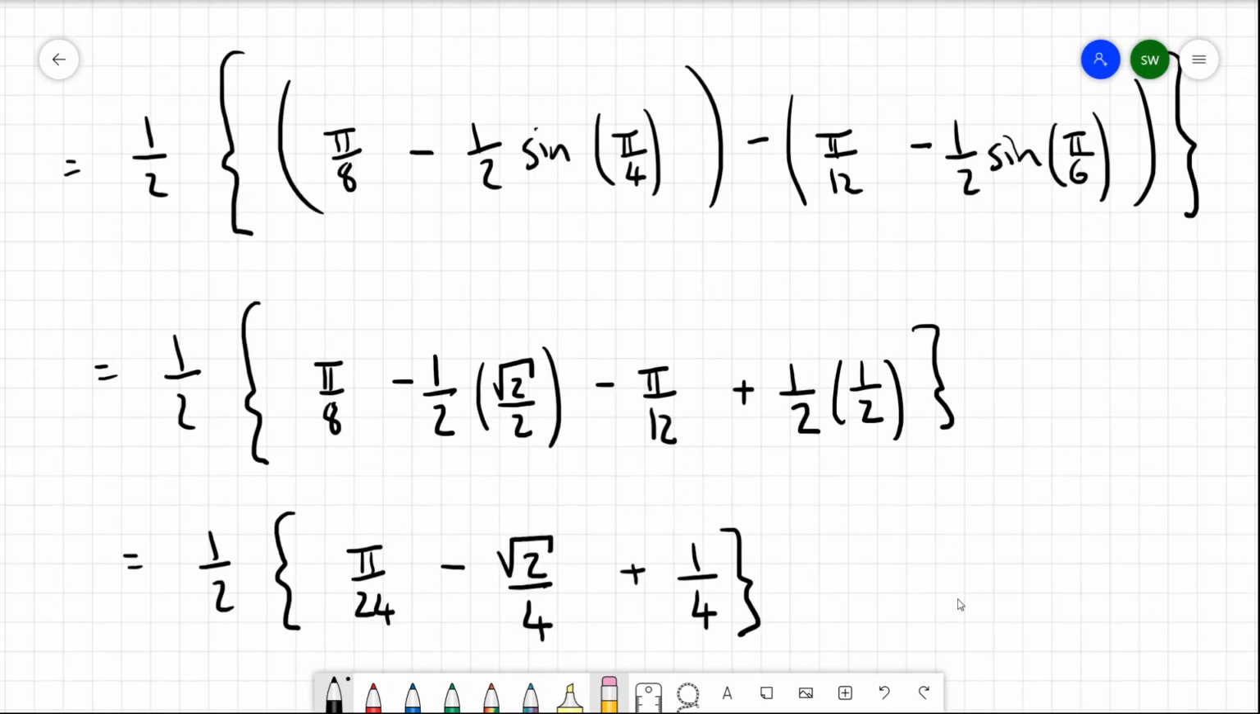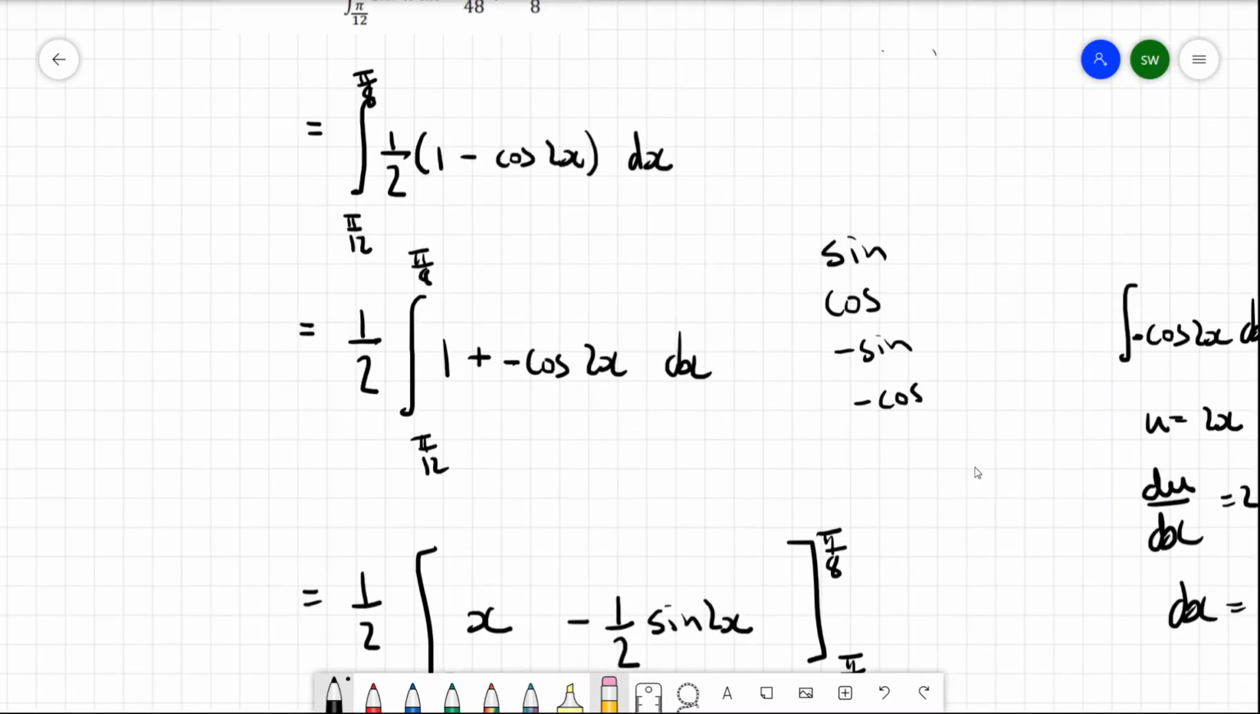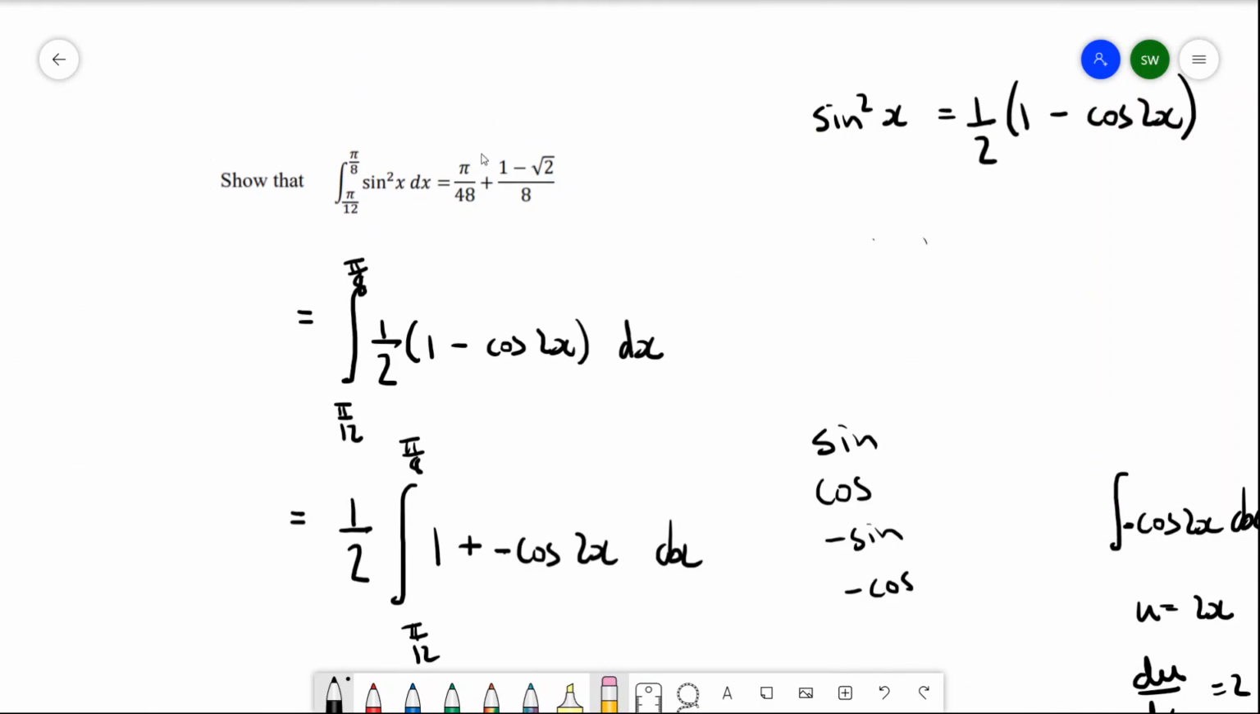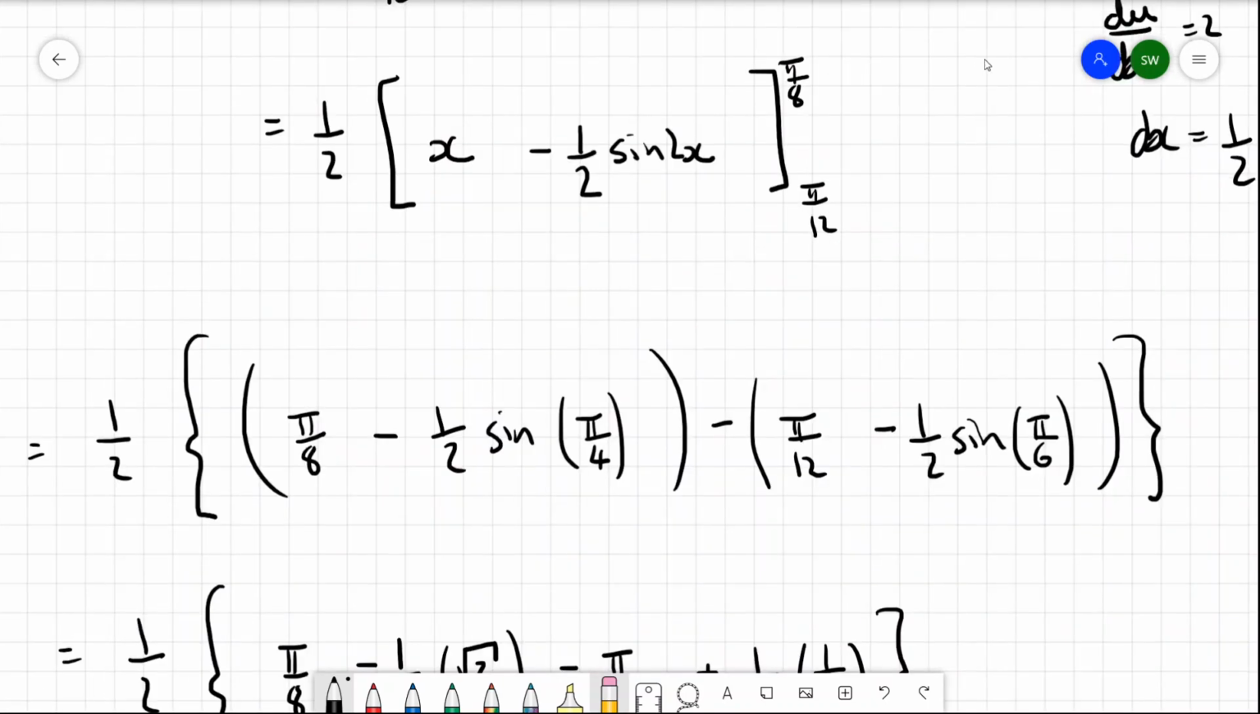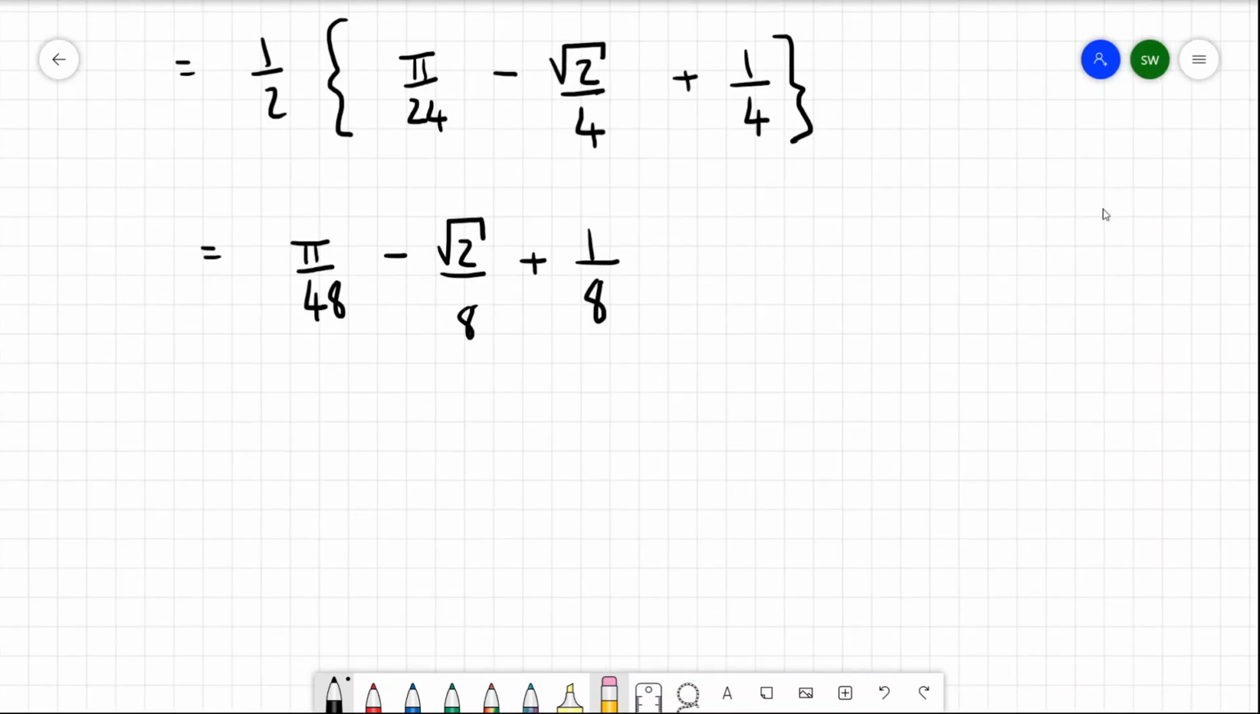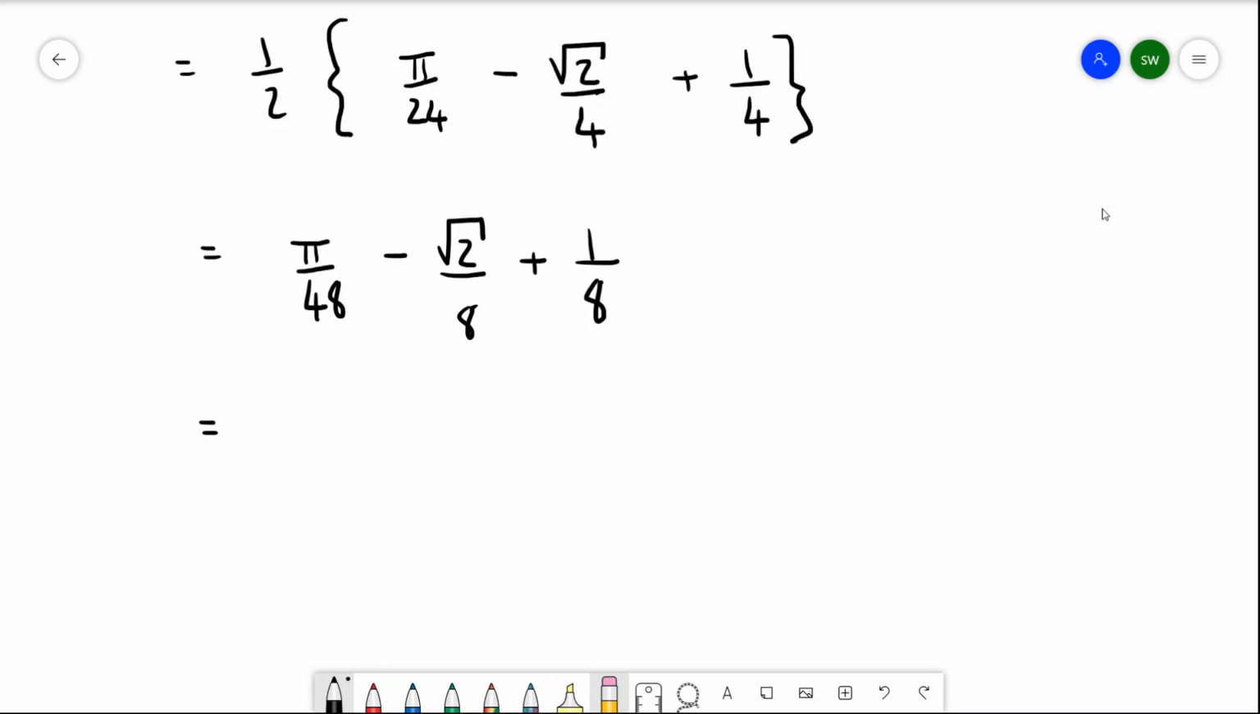And then we're going to look back at the question to try and see what form they want us to put it in. So we've got the pi over 48, and then we just need to write the other two terms as a single fraction. So let's see whether we can do that. So we've got a common denominator, so we can just write that as plus 1 minus root 2 on the numerator.